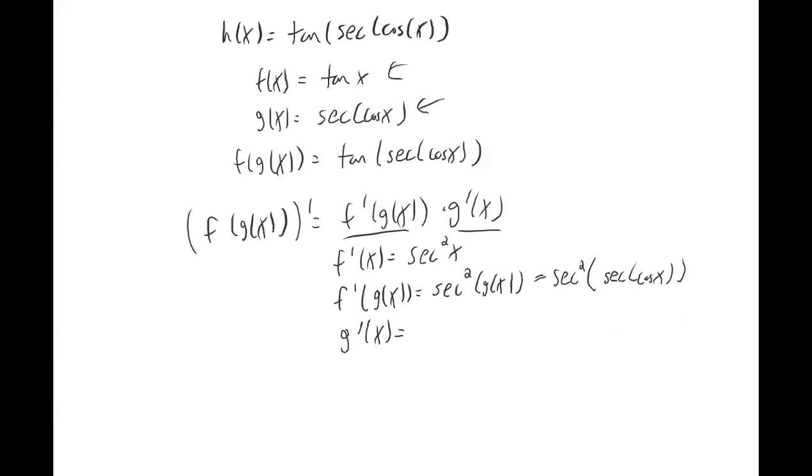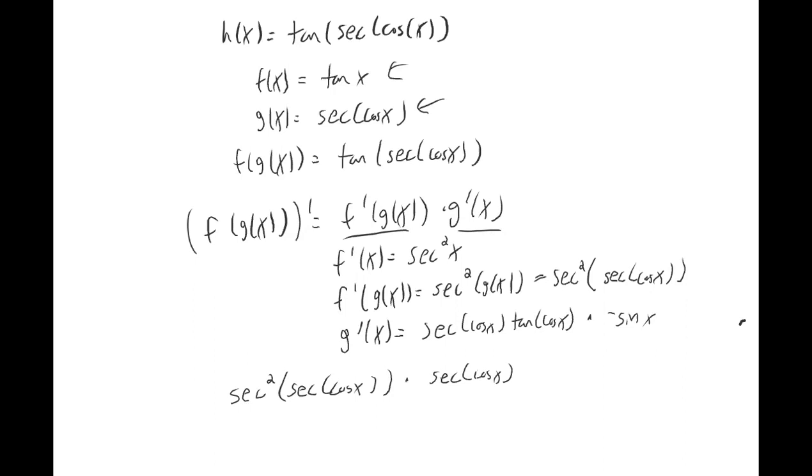I'll skip some steps. The derivative of secant is secant tan, so secant tan, then I plug in the inside: secant of cosine, tan of cosine. And then I multiply by the inner derivative, the derivative of cosine, which is negative sine. So your final answer is this, times secant of cosine of x, tan of cosine of x, times negative sine x.